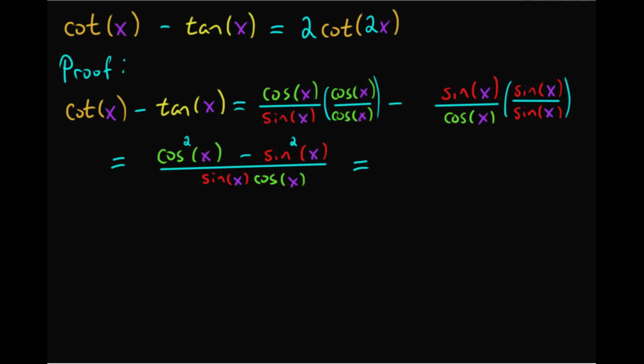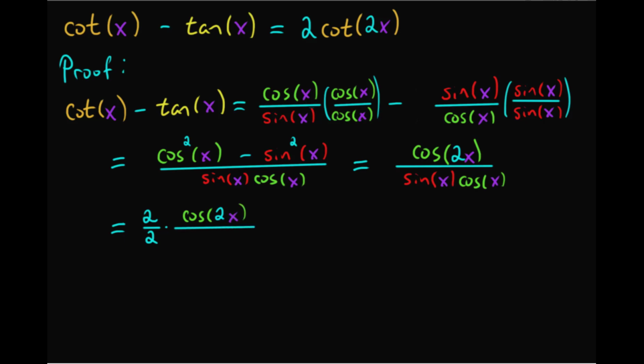Well, even if this identity that we're proving isn't familiar to you, I hope that you will at least recall from high school trigonometry your double angle identities. Cosine squared x minus sine squared x equals cosine 2x. So we have cosine 2x over sine x cosine x. And now I'll multiply this by a creative form of 1. I'll multiply this by 2 over 2. So we get that this equals 2 cosine 2x over 2 times sine x cosine x.